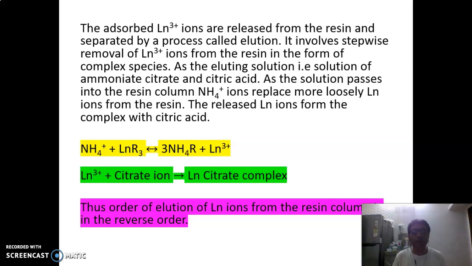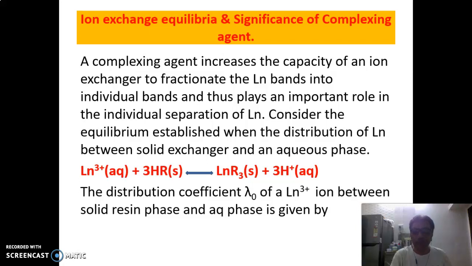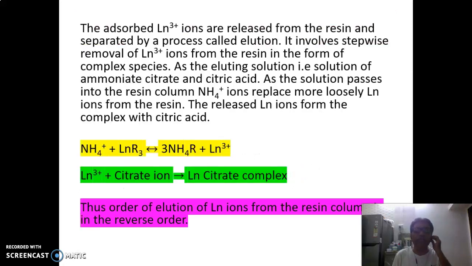Thus the order of elution of the lanthanon ions from the resin column is in reverse order. That is, the lutetium tripositive ion, which is at the bottom, is separated first, then the ytterbium tripositive ion is separated. The last separated lanthanon ion is the lanthanum tripositive ion. Okay. So in this way the elution order is in the reverse manner. The lutetium tripositive ion comes first, and the lanthanum tripositive ion comes last during the separation of the lanthanon ions. Okay. So in this way the lanthanon ions are separated from each other.